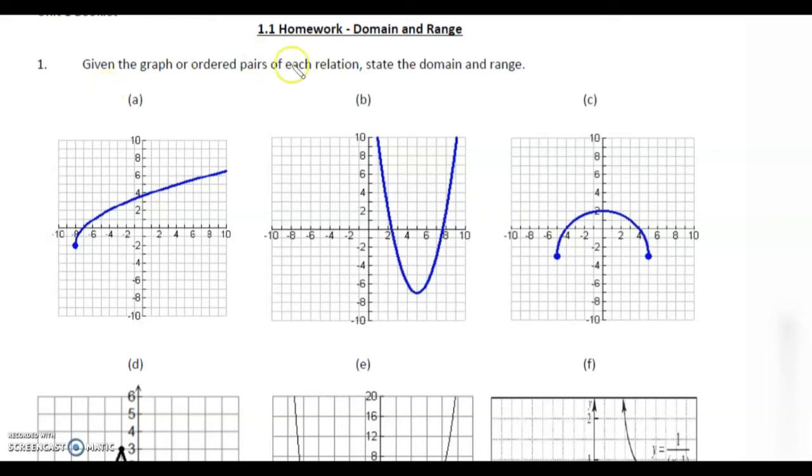Okay, 1.1 homework, domain and range. Given the graph or ordered pairs of each relation, state the domain and range.